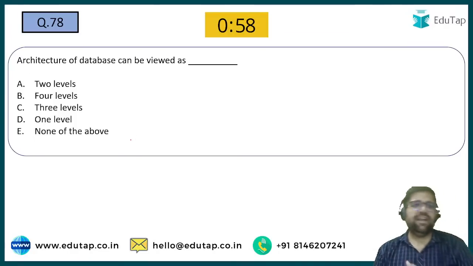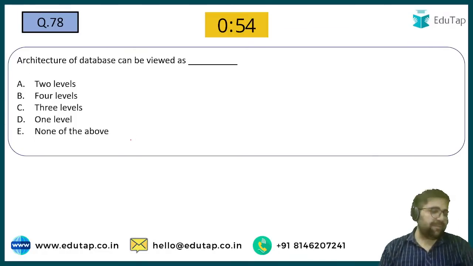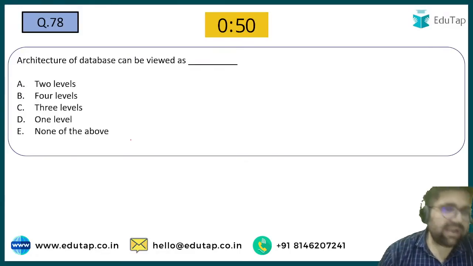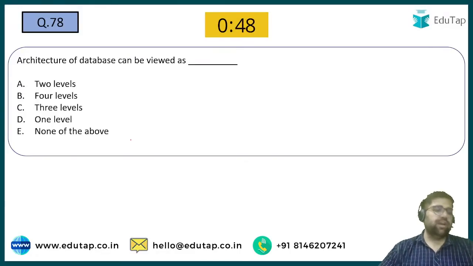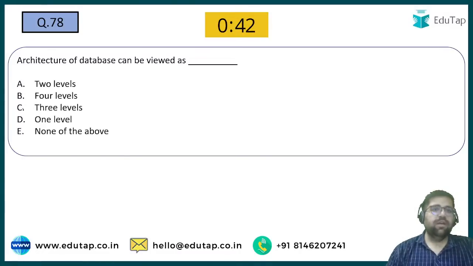Question number 78. Architecture of a database. Now, the architecture of a database can be broken into how many levels? Come on, after this, hardly a few more questions to go.